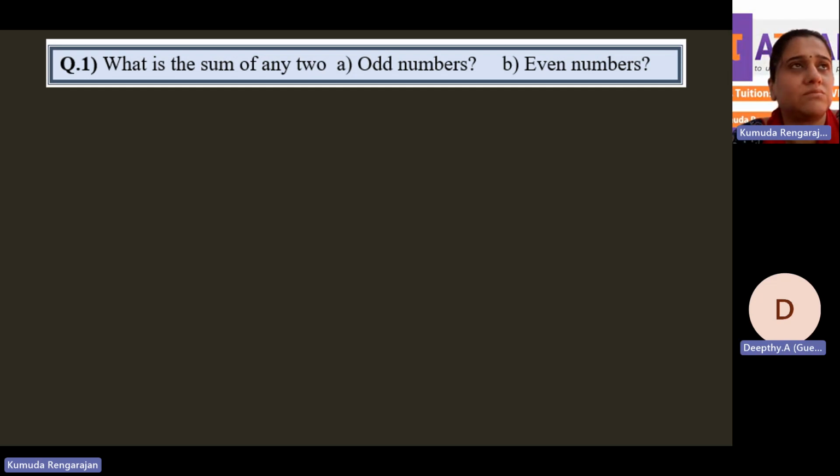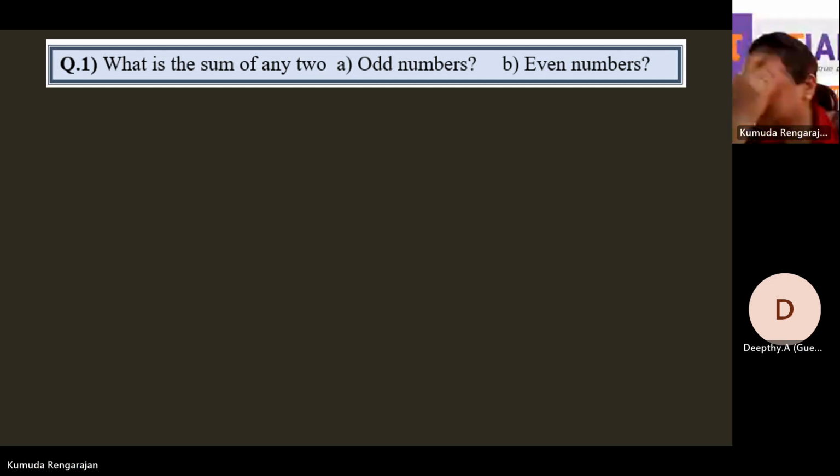Ma'am, so the sum of any two odd numbers is an even number, and the sum of any two even numbers is also an even number. It will always be odd.